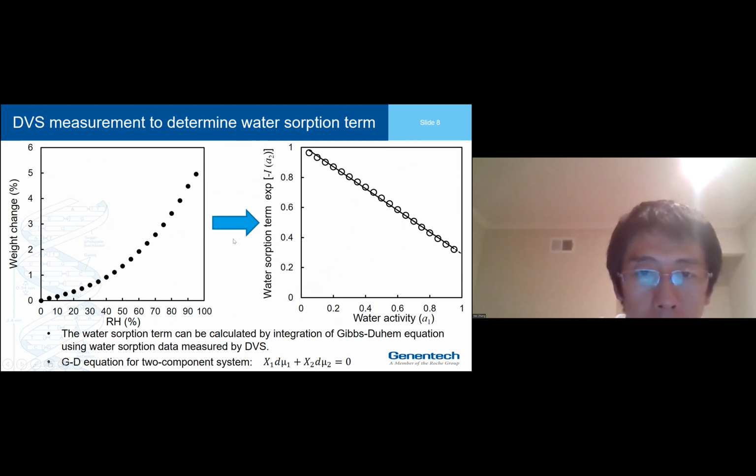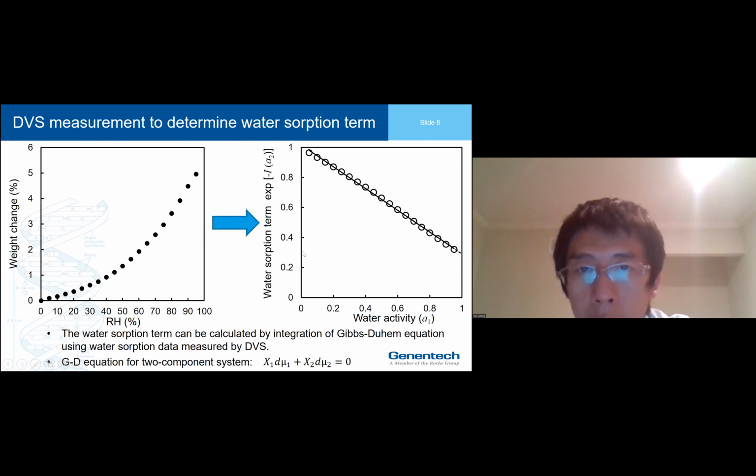Similarly, for the water sorption term here, we can measure the amorphous solid water sorption kinetics. This is the weight change based on water sorption as a function of RH. And then by rearranging the data here using an equation called the Gibbs-Duhem equation, we can calculate the solute chemical potential at different water activity. Then we can extrapolate a little bit to 100% water activity. Then we can get the water sorption term for the molecule.